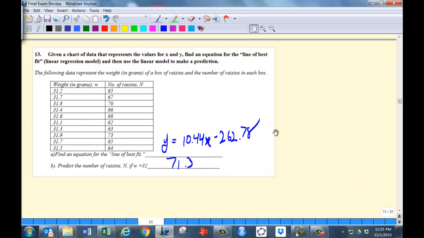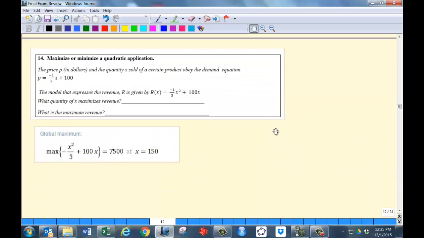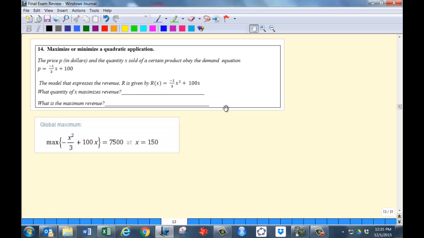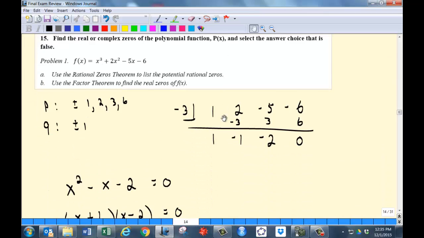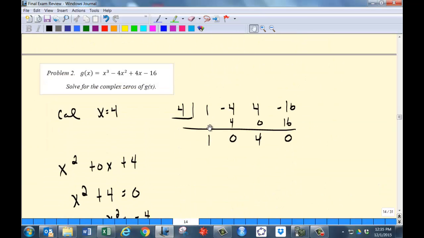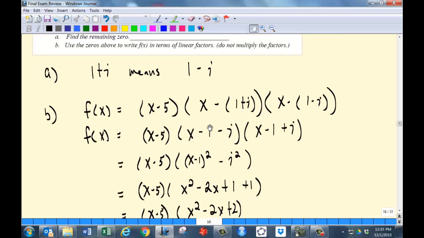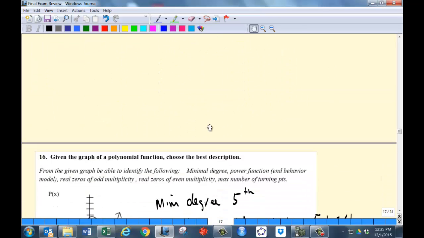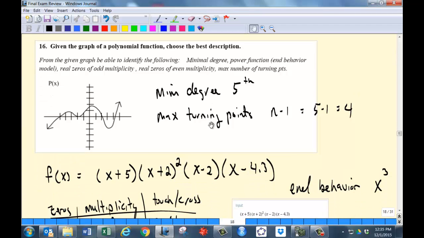This one we did in class. Okay, so actually we got to this one as well. So we used the calculator for this one. We've got the possible rational zeros here. We've done that one. And we did this one. And we finished this one. Okay, so let's take a look at 16.